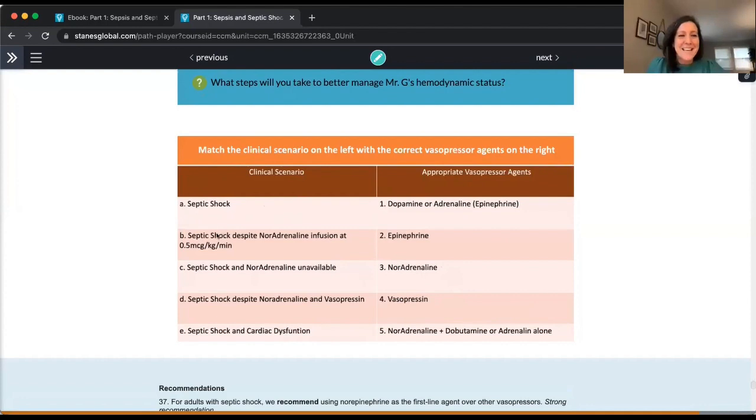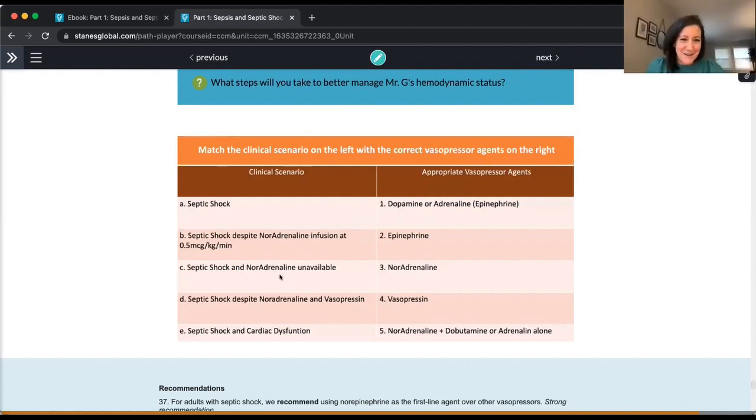Good job. Septic shock despite noradrenaline infusion at half mic per kg per minute. So that is vasopressin. Yes, then you add vasopressin. Good job. I think you've done this before. Okay, septic shock, but noradrenaline is not available. Your pharmacy ran out of noradrenaline. Which one would you choose? Then you can actually do dopamine or adrenaline.